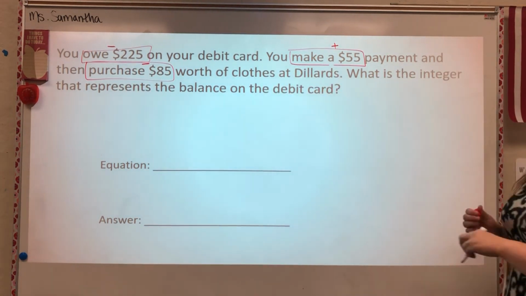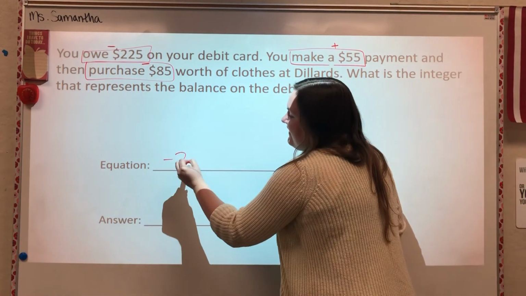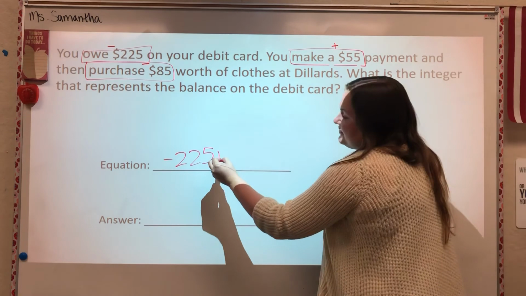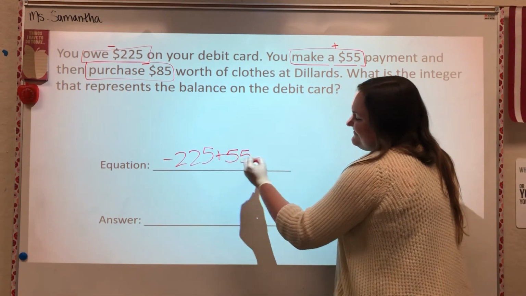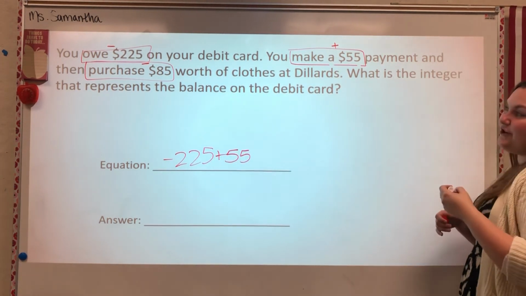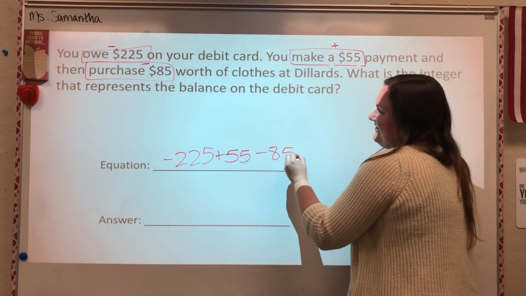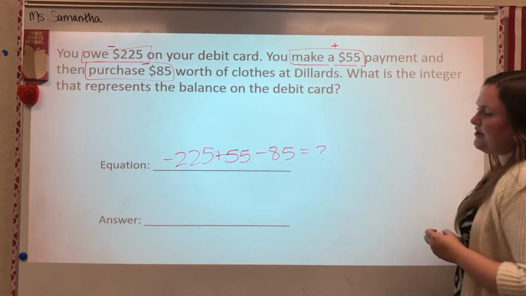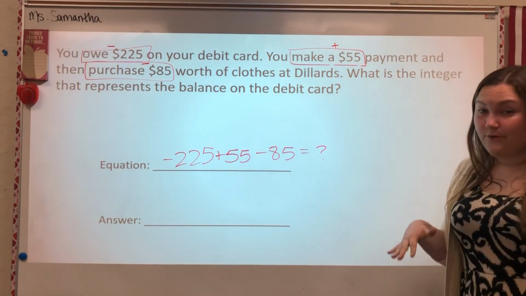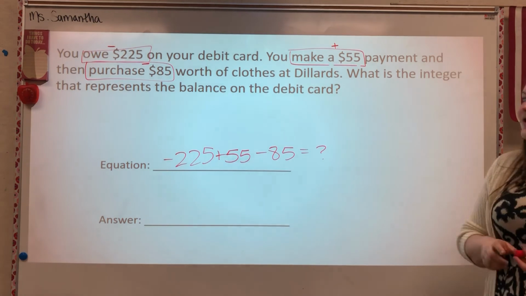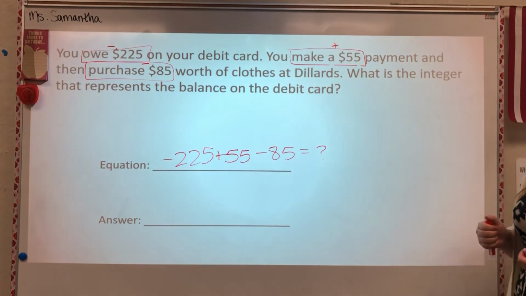So when we go to write our equation, we've got the $225 you owed. You've got $55 that you're putting towards that debt. That's money you have that you're going to use to pay it off. But then you go and you spend more money again. And so we get that as our equation. Now that we can agree on an equation, go ahead and try answering the question. The question is, what integer represents the balance on your card?